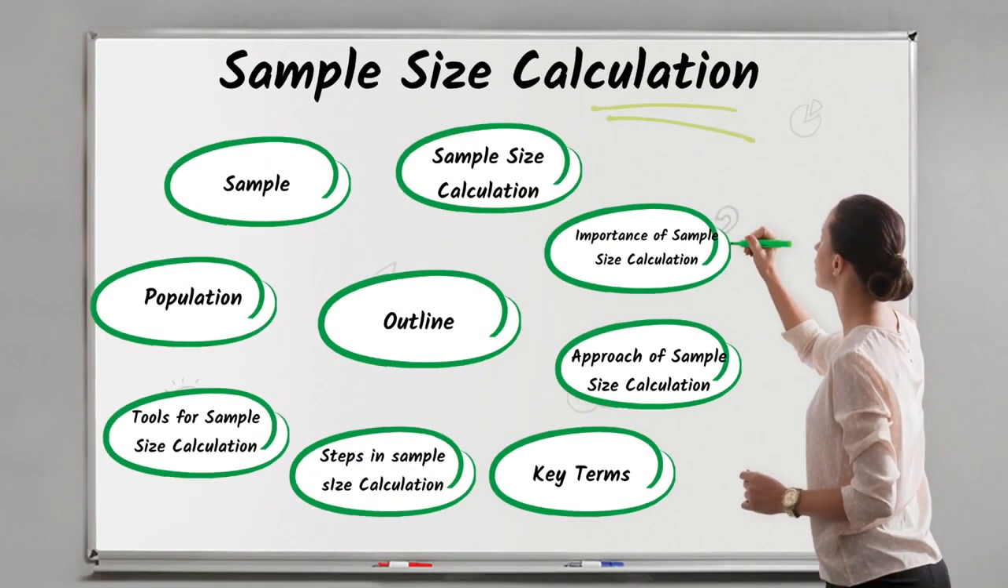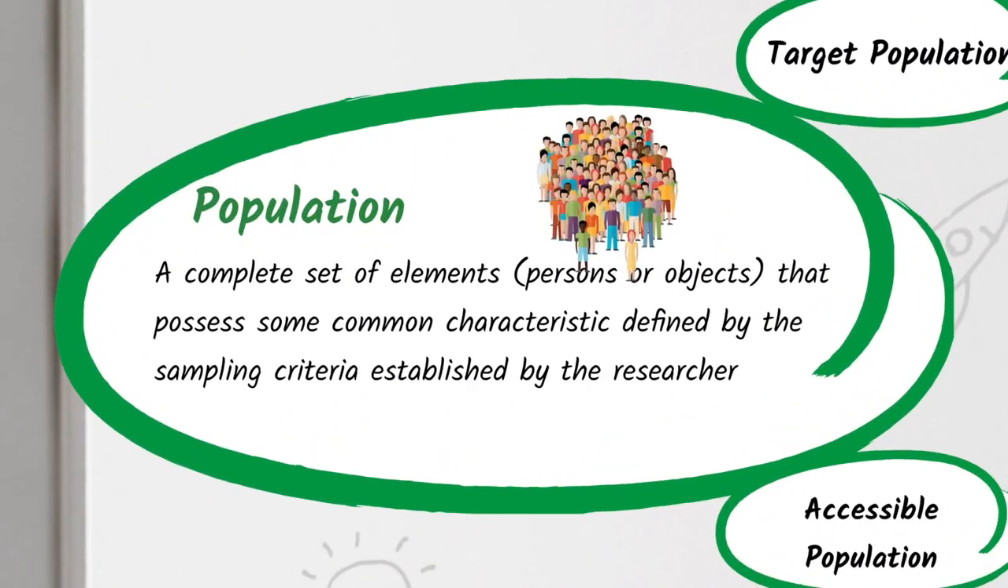Now let's talk about population. Population is the aggregation of persons, objects, or elements over which the researcher has interest. It is a complete set of elements, persons, or objects that possess some common characteristics defined by sampling criteria established by the researcher. It can be either the target population or the accessible population.